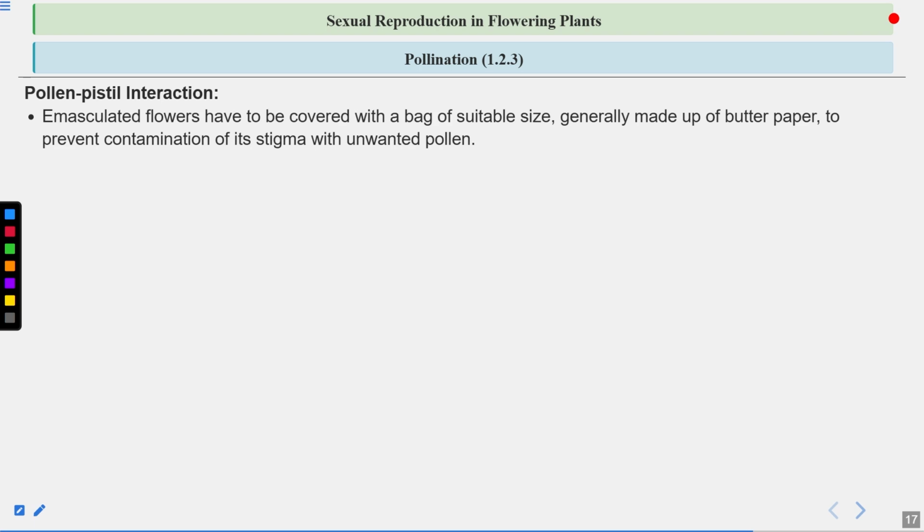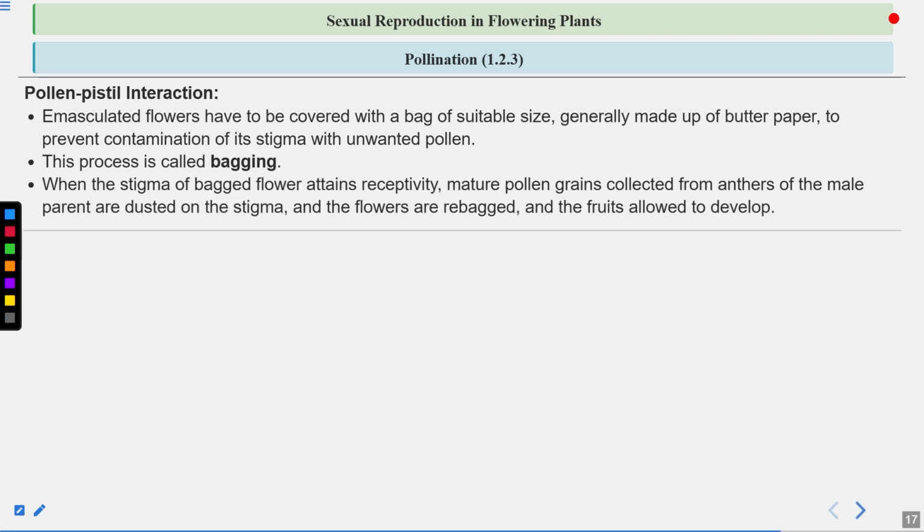Emasculated flowers have to be covered with a bag of suitable size, generally made of butter paper. That prevents contamination of the stigma with unwanted pollen, so that unwanted pollen could not come onto the stigma and do the process of pollination. This process is called bagging. Immediately after the emasculation, you put this bag over it. When the stigma of the bagged flower attains receptivity, mature pollen grains collected from the anthers of the male parent are dusted on the stigma, and the flowers are rebagged and the fruits allowed to develop.